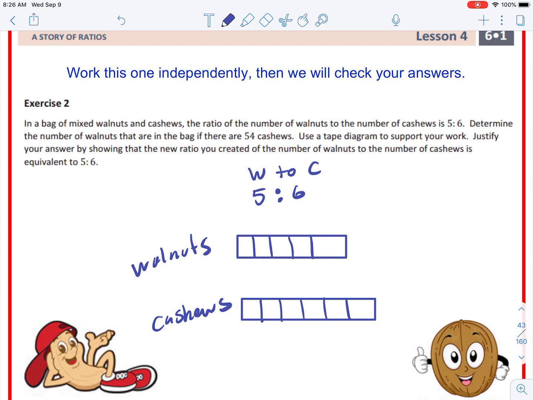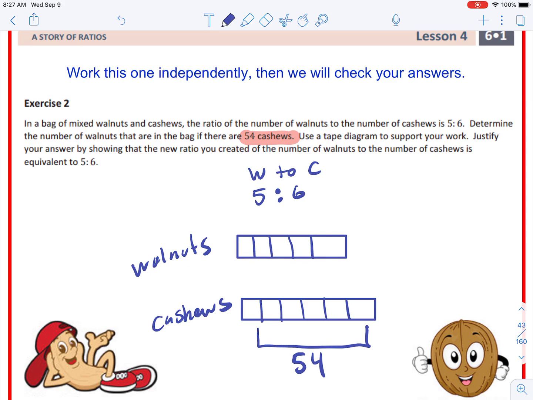Okay, so it is telling us that there are 54 cashews in this bag. So all these 6 units equal 54. I need to figure out what's going to go in each of these units. Okay, take some time, try to figure that out. Pause the video for a minute or two, and then start it back up.